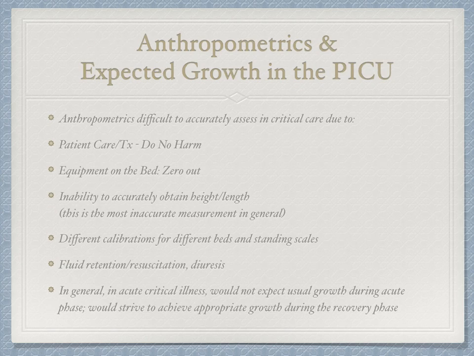Last, we're going to take a look at anthropometrics and the expected growth in the PICU. First, anthropometrics can be difficult to accurately assess in critical care. This is due to patient care and treatment and our goal to do no harm. Once again, equipment on the bed. Was the bed scale zeroed out? Were you able to use a Hoyer lift, etc.?